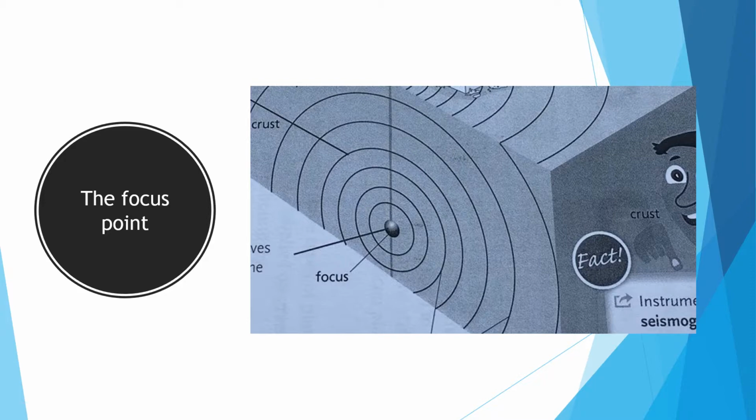As seen here in the image, the focus point of an earthquake is the point deep within the Earth's crust, where the earthquake begins beneath the surface. So this is the point deep down within the crust where the earthquake actually originates, which may be the point where plates are actually sliding past one another and the pressure is building up.